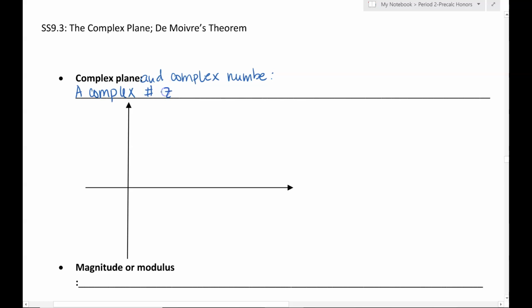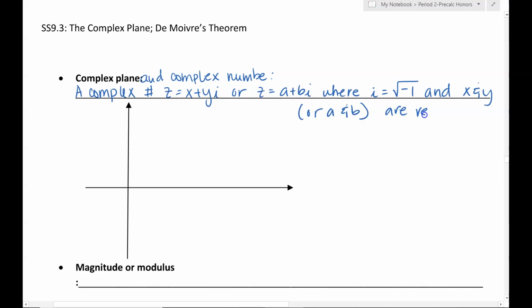number such as z equals x plus yi, or if you see z equals a plus bi, they're exactly the same, okay? Where, remember in algebra 2, i is the square root of -1, and x and y, or if we use a and b, okay, are real numbers. So let's kind of graph it out a little bit.